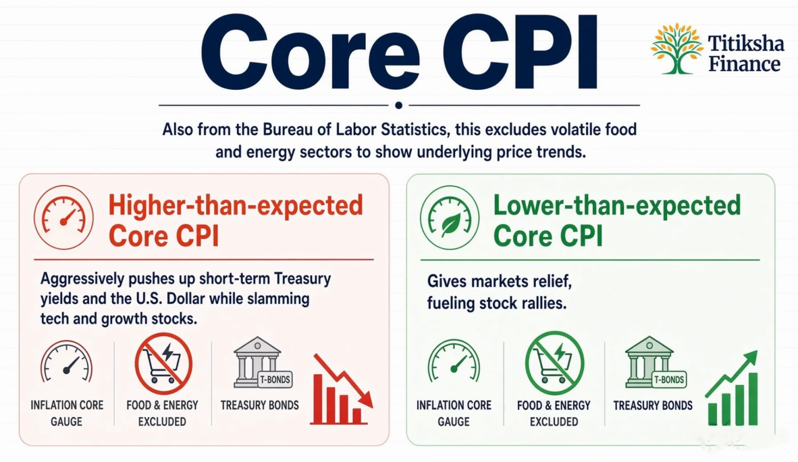Next data point is the core CPI. This is also released from the Bureau of Labor Statistics. This excludes volatile food and energy sectors to show underlying price trends. Because central bankers view core CPI as the true indicator of sticky inflation, a higher-than-expected core CPI aggressively pushes up short-term treasury yields and the US dollar while slamming tech and growth stocks. A lower-than-expected core CPI gives markets relief, fueling stock rallies.